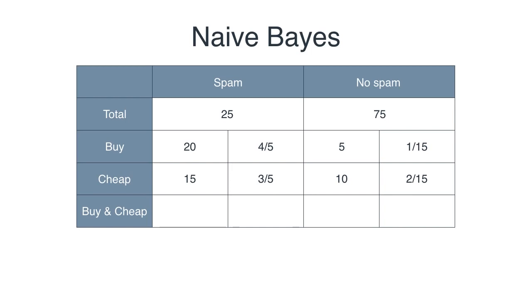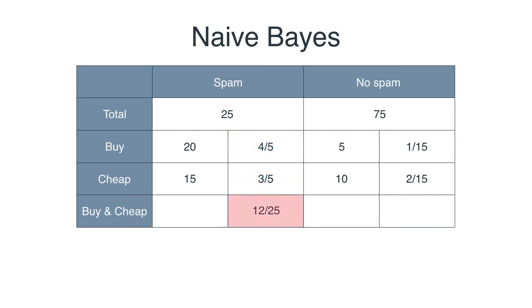So what we're going to do is make the naive assumption that the words buy and cheap are independent, so that one doesn't imply or push the other one to appear or stop it from appearing. And if we make this assumption, then we're going to say that the product of these two is the probability of the words buy and cheap appearing. So that's 12 divided by 25, which is the product of 4/5 and 3/5. So that's going to be our probability.